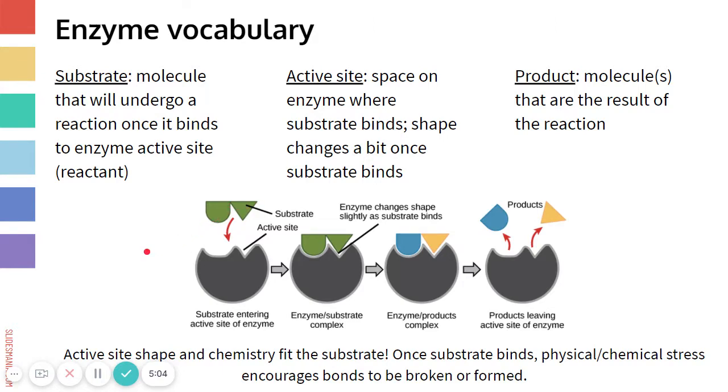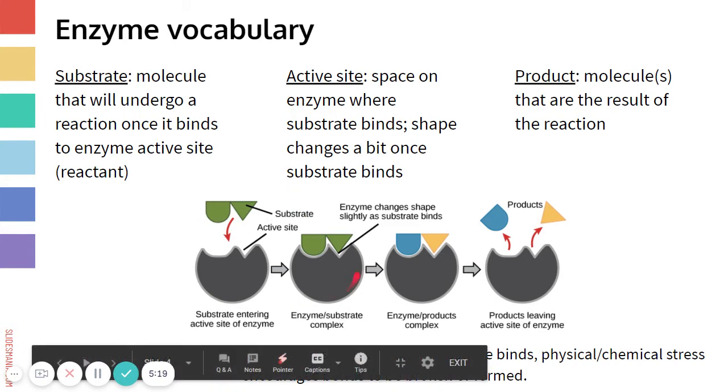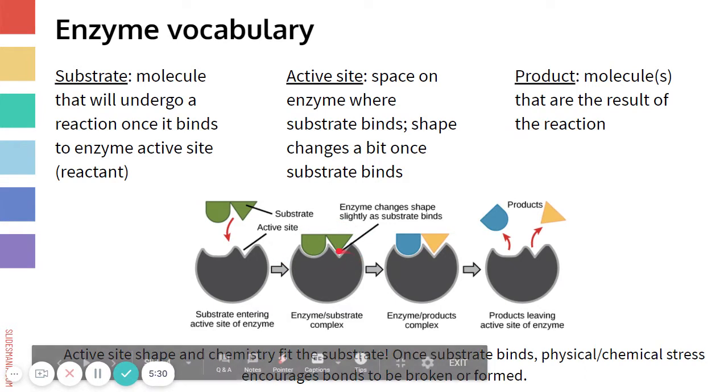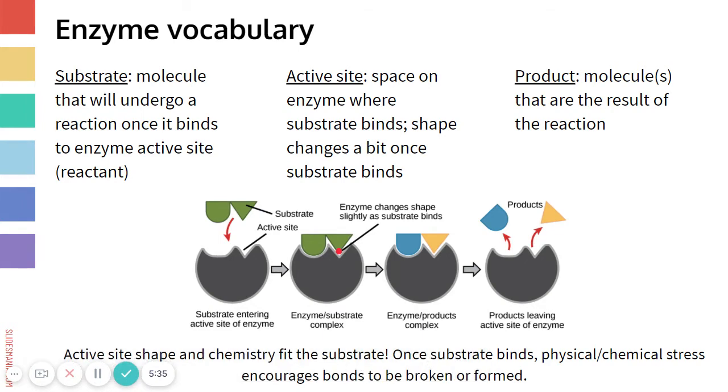And the next term is the active site. So the active site is part of the enzyme itself. It's a specific region on the enzyme. So it's a space on the enzyme where the substrate is going to bind. So the enzyme is a bigger molecule, and so there's going to be a certain region of it, a specific part, where the substrate is going to fit in or sort of attach. And the shape of the active site is going to change a little bit once the substrate binds.